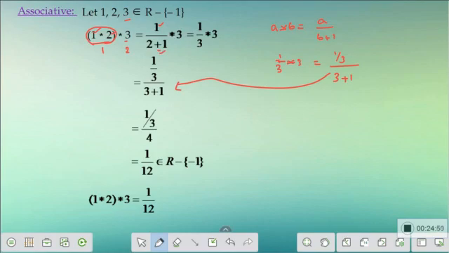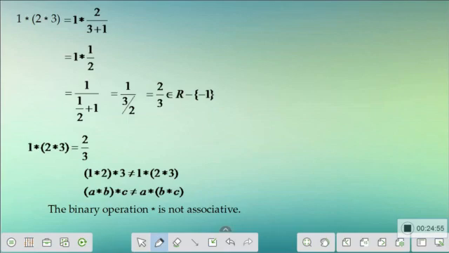Let's see what do we have for 1 star 2 star 3 with the other grouping. So we have here 1 star 2 star 3. 1 star, here the first element is 2, so it is in the numerator. The second element is 3. 3 plus 1 is in the denominator. So we have 1 star, which will be like 1 star 2 by 4. So 1 star 2 by 4 is simplified to 1 star 1 by 2.